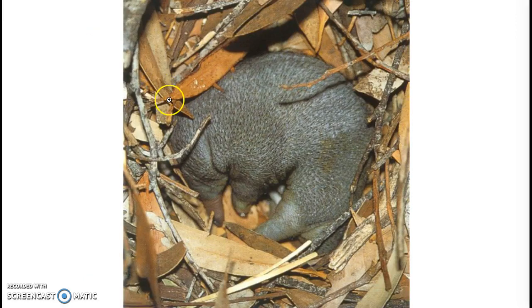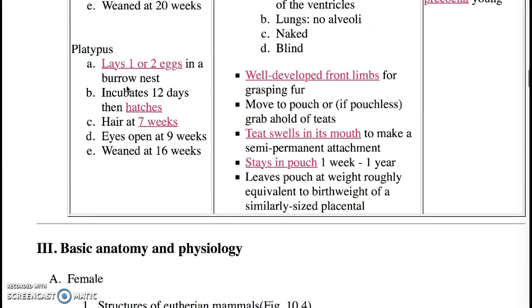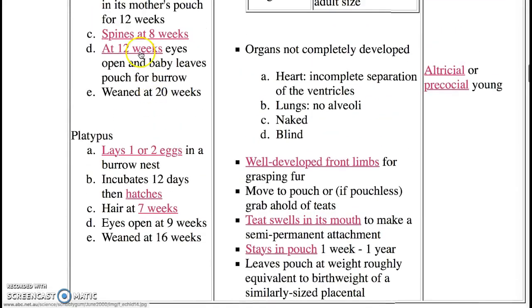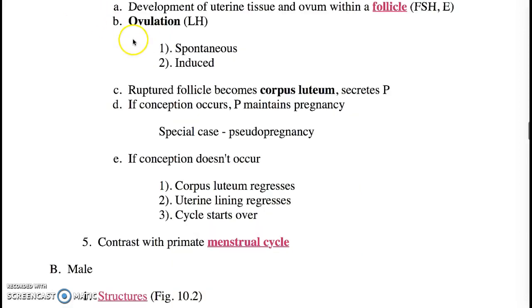So some quick pictures. Here's the baby echidna just getting its spines. And then here's what they look like when their eyes first open.